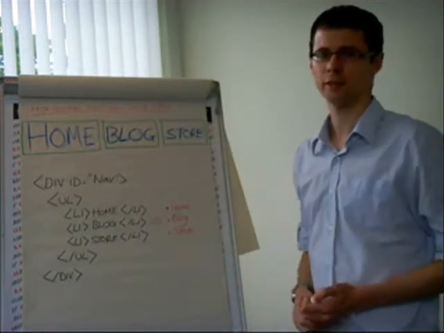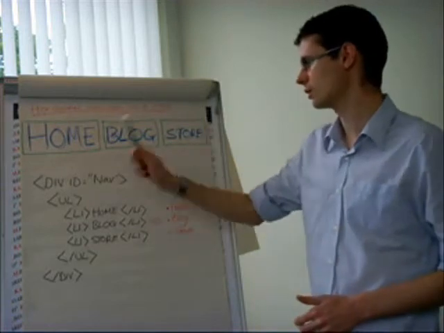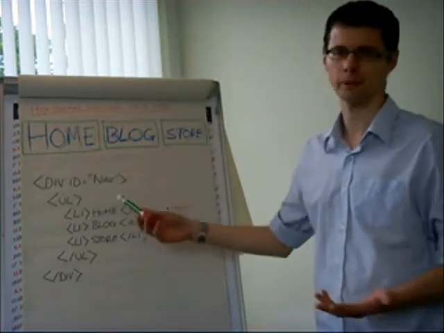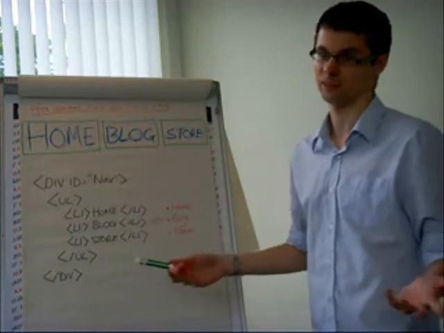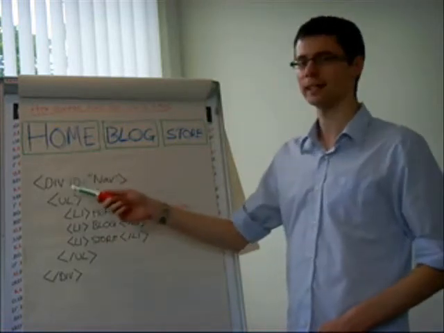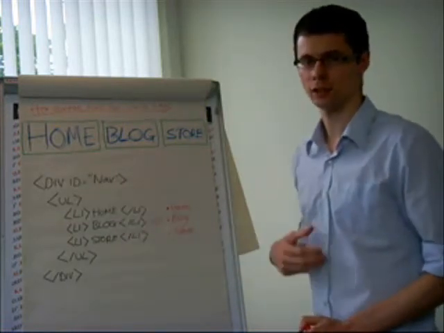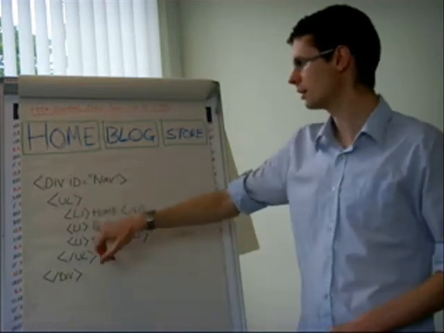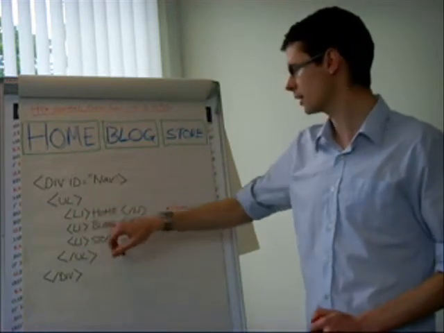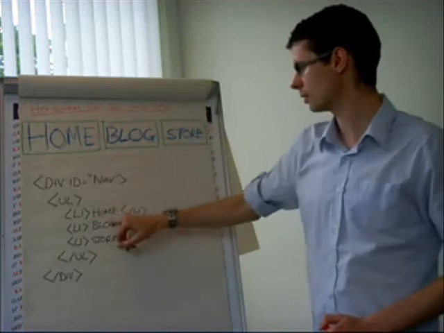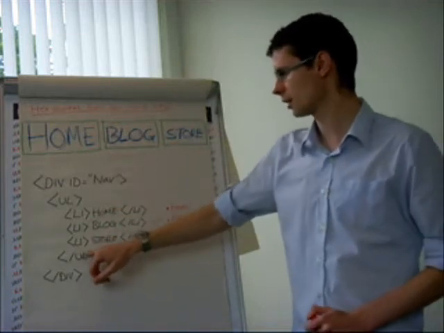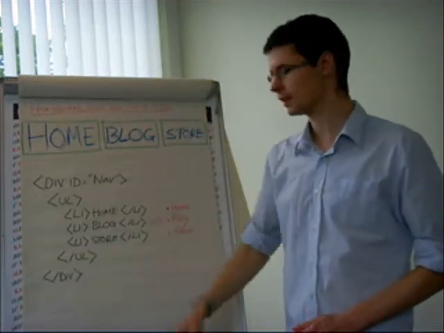Okay, so the first thing that you need to do within your HTML is create your div ID. Here I've called it nav, could be whatever you want to call it, navigation bar, navigation. And within that you create your unordered list, so open with the UL, and within that the lines, so here we've got home, blog and store, and then obviously closure tags including the UL and the div.